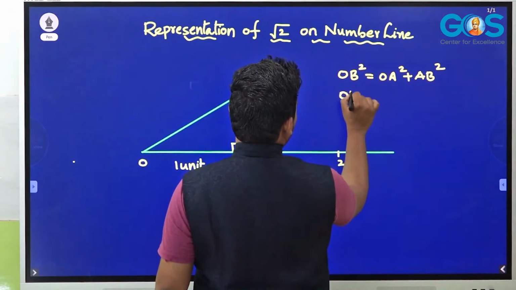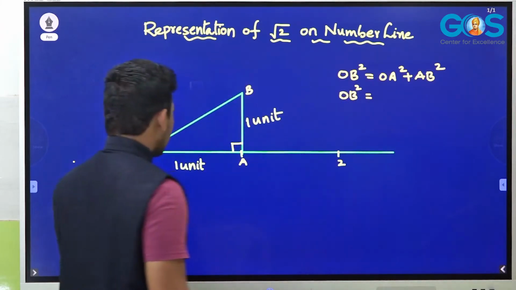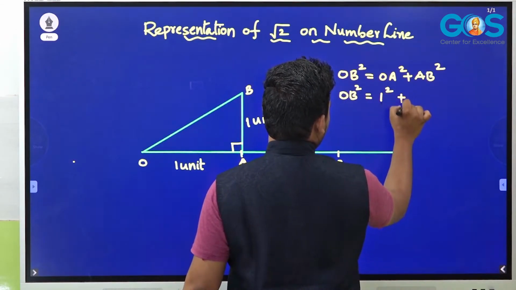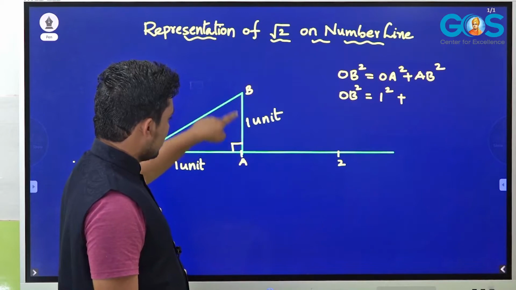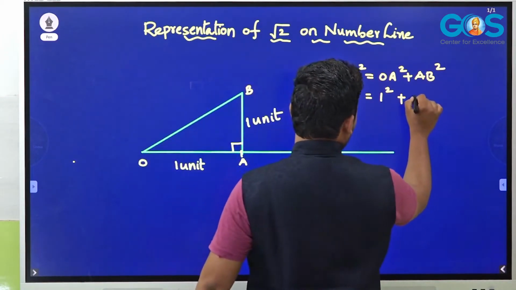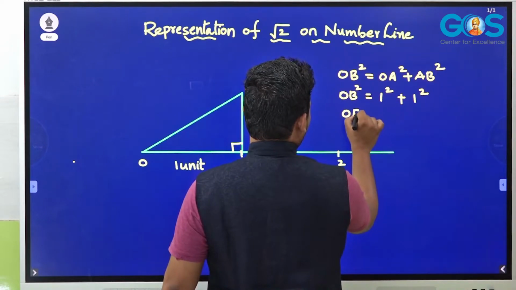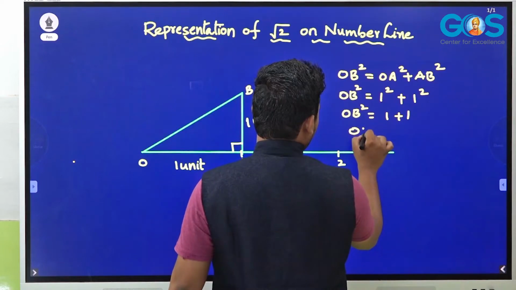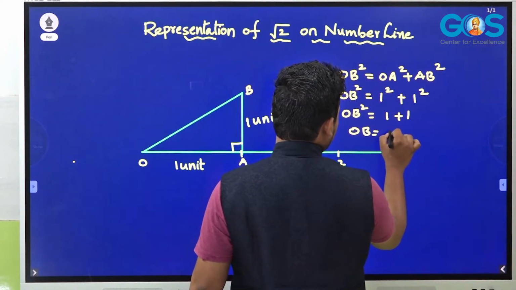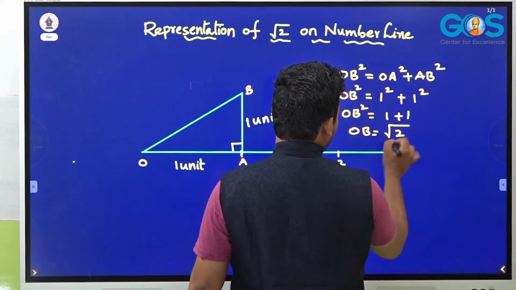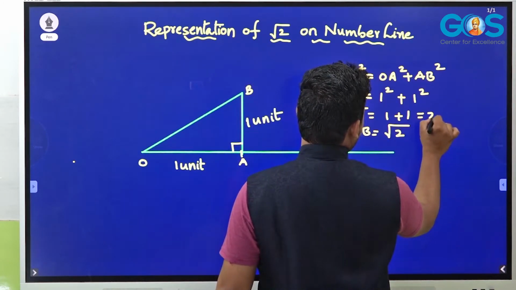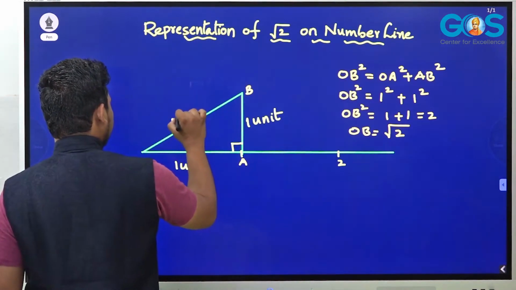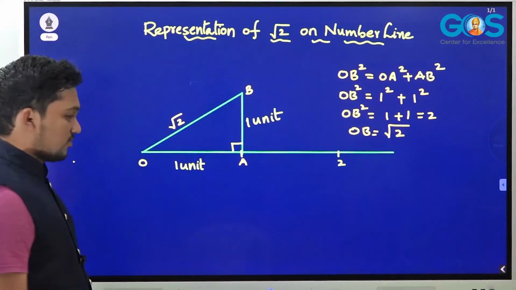Then OB square is equal to, what is the value of OA here? 1 unit. So 1 square plus, what is the value of AB here? What is the distance of AB? 1 unit. 1 square. Then OB square is equal to 1 plus 1, which is 2. Then OB is equal to square root of 2. Okay, OB is equal to square root of 2.